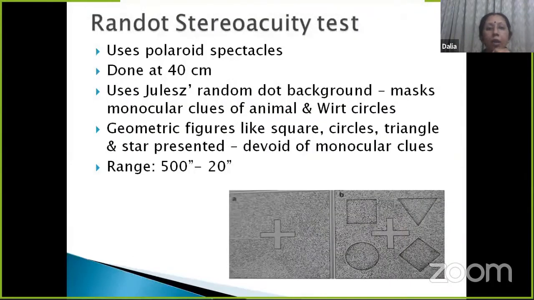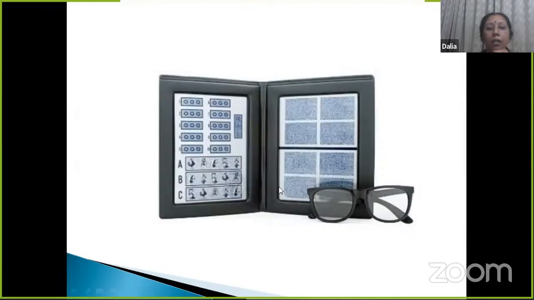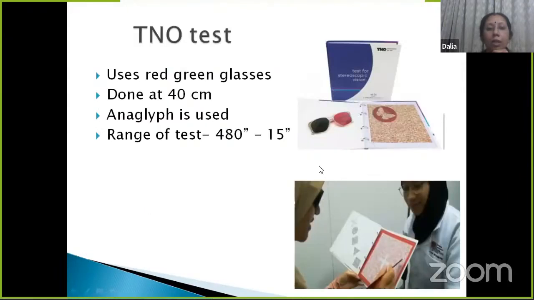The random stereo acuity test again uses Polaroid spectacles and is done at 40 centimeters, again a near stereo acuity test. Here you use the Julesz random dot background, which shows geometric figures like square, circle, triangle, and star. These are devoid of monocular clues, unlike the animal and word circles. The range of acuity tested here is between 500 to 20 seconds of an arc. These are the geometric figures you get in the chart.